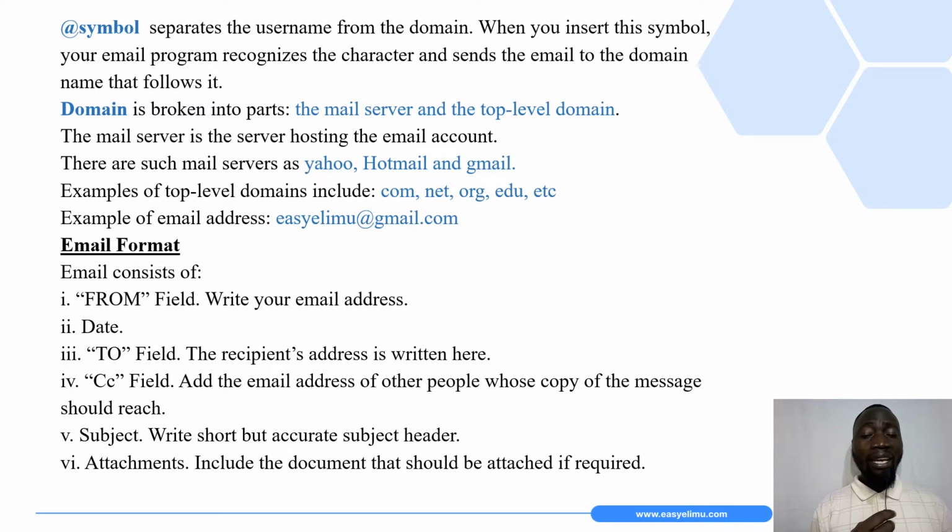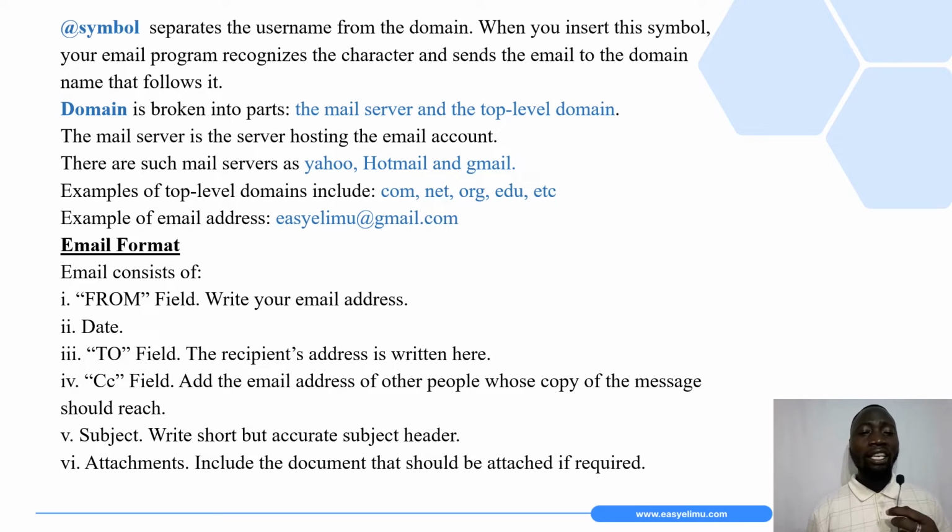So the next thing that we have here, dear students, is the email format. Before we look at the email format, we have got an example of an email address with all the components that we have discussed.